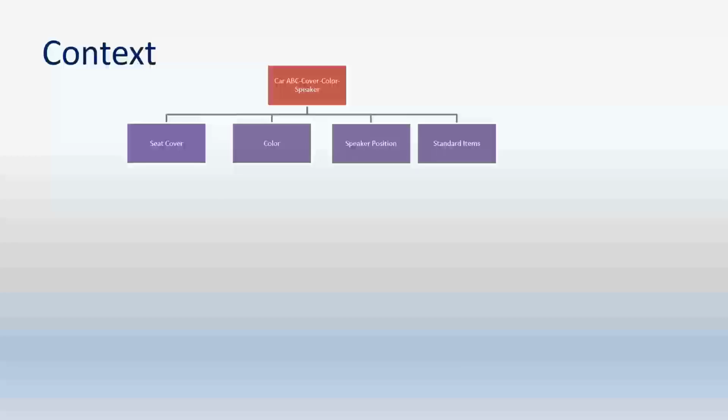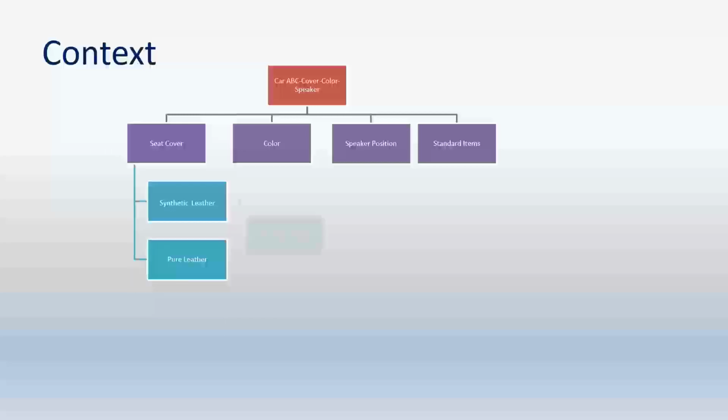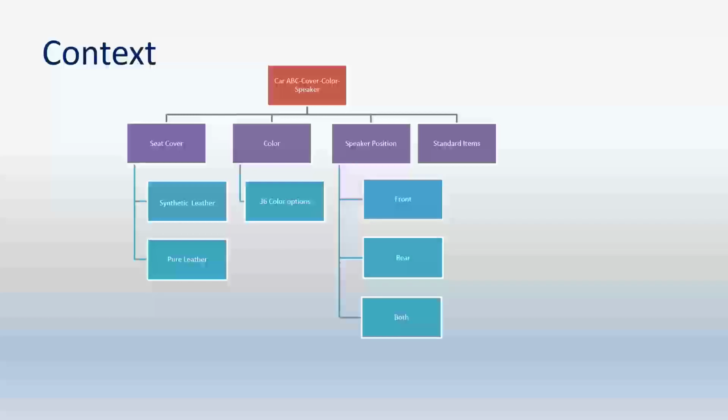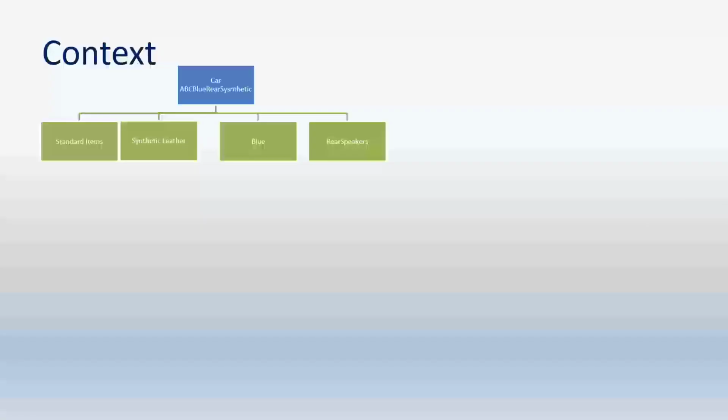Seat covers can be synthetic leather or pure leather. Body color of vehicle can be picked from 36 colors offered as choices. Position of speakers for musical system can be front of the vehicle, rear of the vehicle, or both places. In this type of large possible combinations between these three options, what happens when a customer asks for synthetic leather of car seats, blue color body of car, and rear speakers?